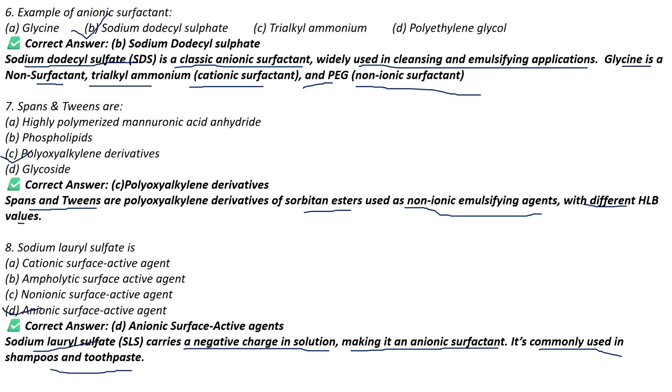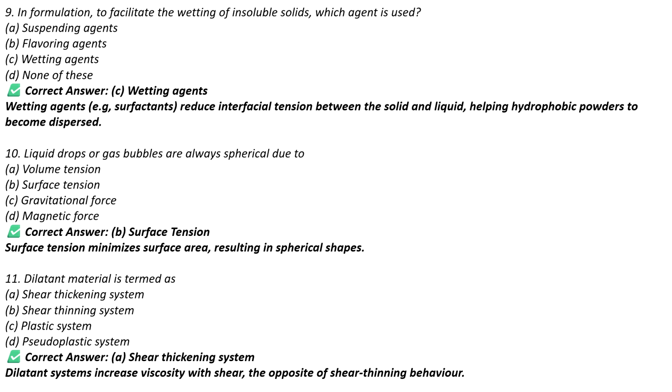that is option D. Moving on to the next question, in formulation, to facilitate the wetting of insoluble solids, which agent is used? Options are suspending agents, flavoring agents, wetting agents or none of these. So wetting agents are surfactants that reduce the interfacial tension between solids and liquids, helping hydrophobic powder to become dispersed. So we can say option C, that is wetting agents, are used in formulation to facilitate the wetting of insoluble solids.